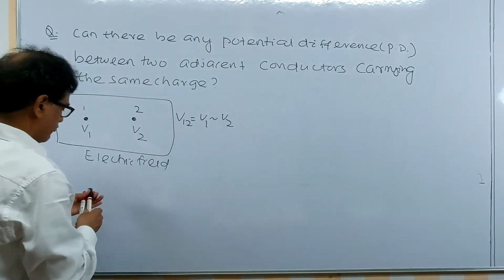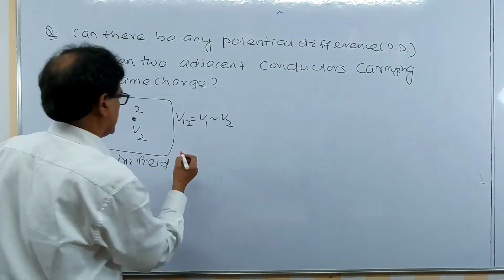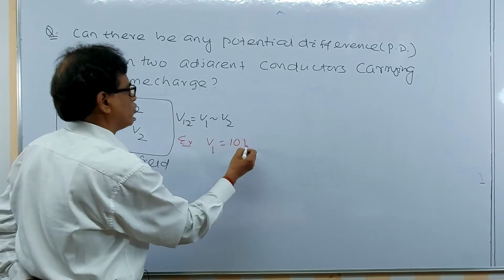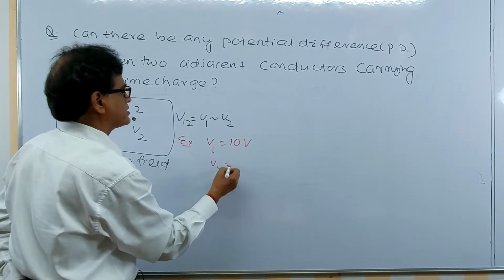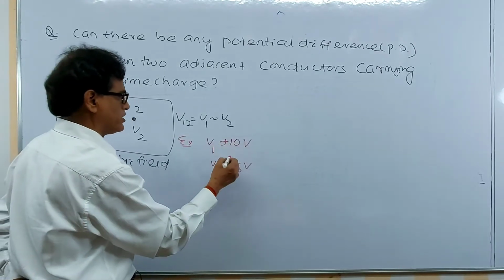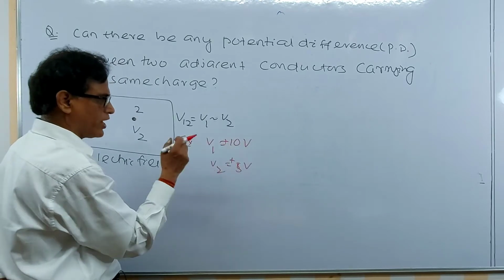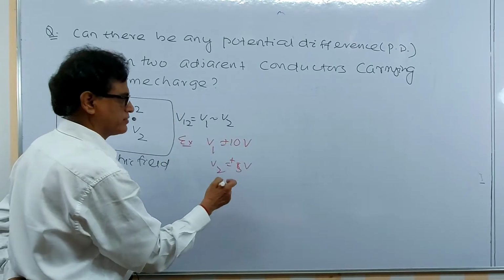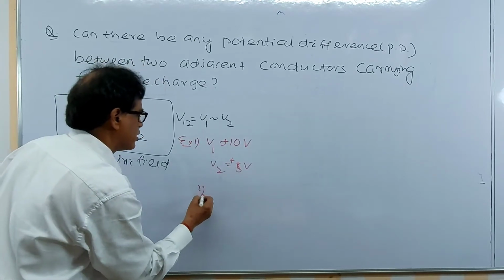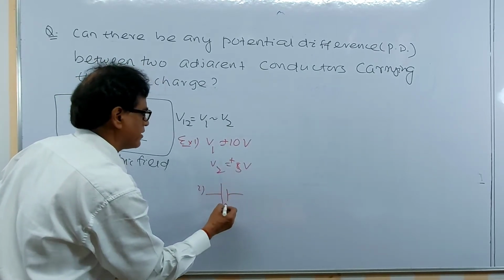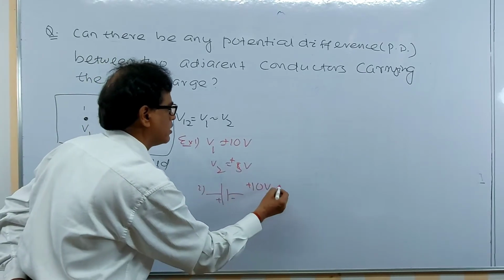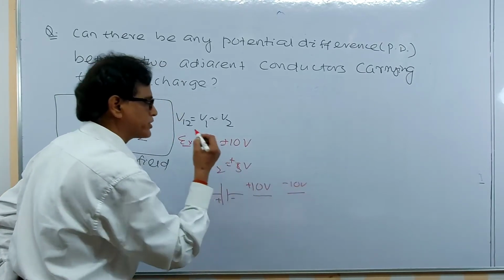Now consider an example: one potential is 10 volt, another potential is 5 volt. You have a potential difference. Both are plus, still there is a potential difference. And you can take the battery example, a cell like this, plus 10 volt and minus 10 volt. There is a potential difference.